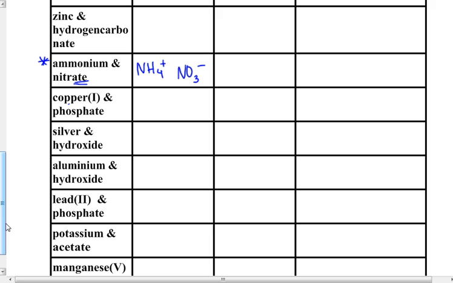If we needed more than one ammonium, we'd have to put it in brackets. If we needed more than one nitrate, we'd have to put it in brackets. So in this case, we only need one of each, so we're just going to write them beside each other, like that. And that's ammonium nitrate.